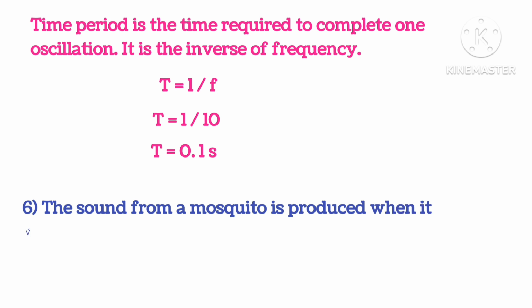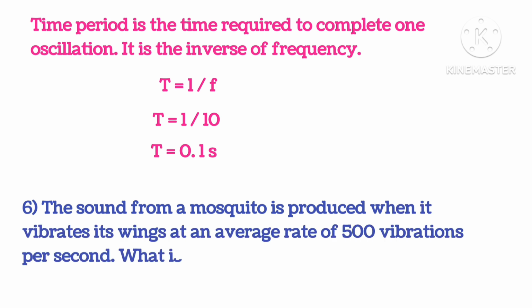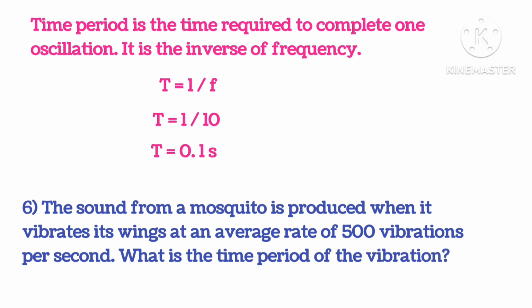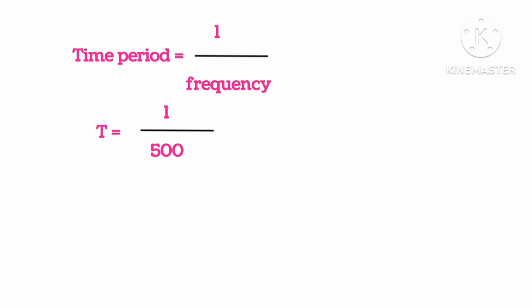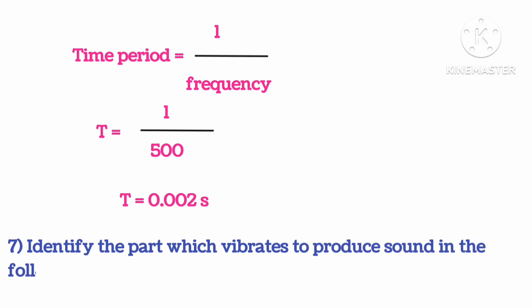Sixth, the sound from the mosquito is produced when it vibrates its wing at an average rate of 500 vibrations per second. What is the time period of the vibrations? We know that time period is equals to 1 upon frequency. So putting the values, 1 upon 500 is equals to 0.002 seconds.